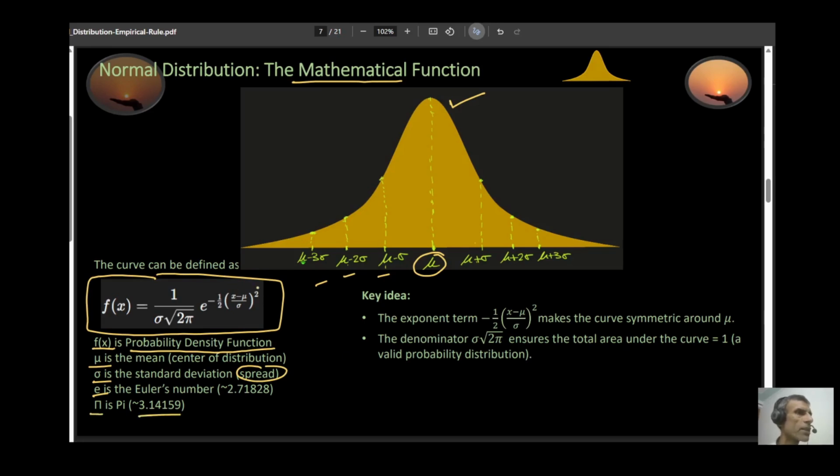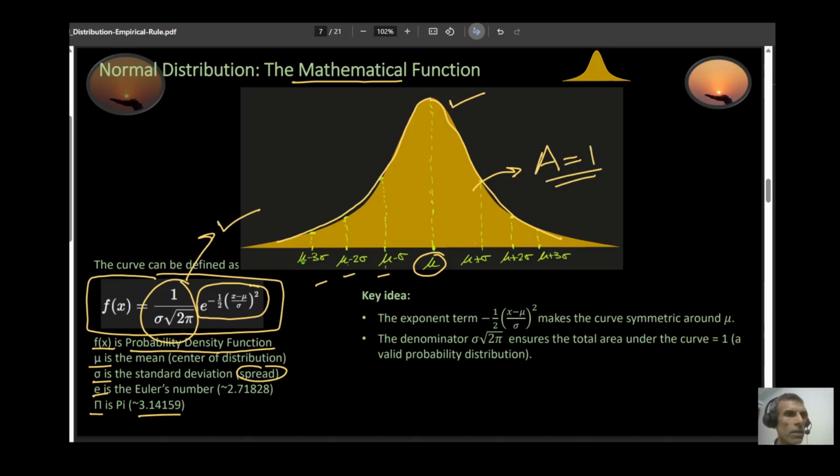Now, the key idea in this is that your exponential term, which is this term, is what is responsible for making your curve right here symmetric about your mean value. Because of the presence of this term, that's why your curve is symmetric. Also, this constant right here is responsible for making sure that your area is equal to 1. So when you calculate the integral of this one, the area comes out to be 1 because of this term right here.